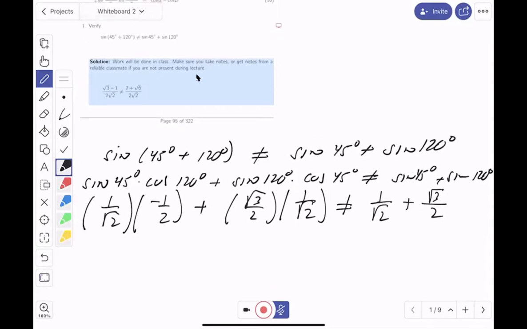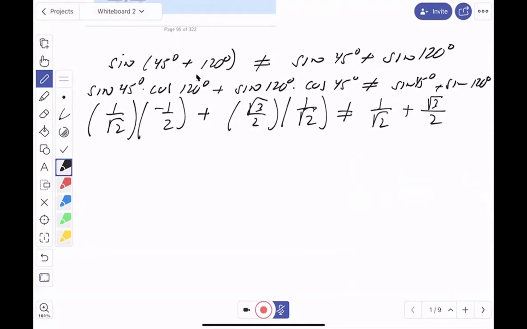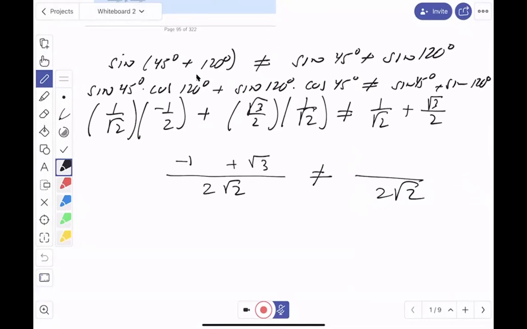Well, let's keep doing the work. And what do you get over there? Well, common denominator, left side, 2 root 2. Well, on the right side, common denominator is still 2 root 2. That's pretty remarkable. Minus 1, all right, plus root 3. And what do you get on the other side? Well, I know it's common denominator, but I have to do some work over there. So it's going to be 2 plus root 6.